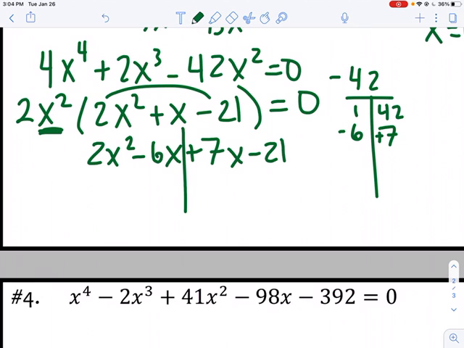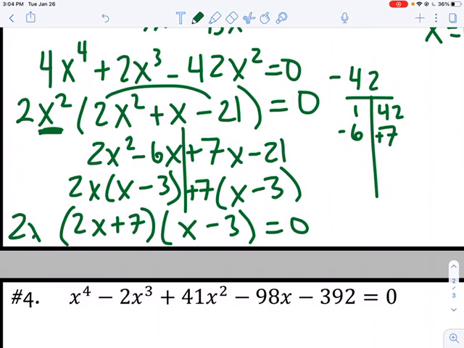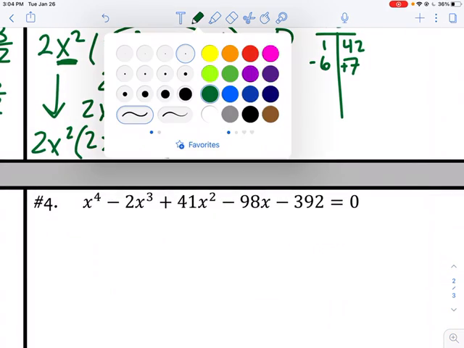And then we can just split the middle and solve here. So I'm going to factor out a 2x and be left over with x minus 3. And I'm going to factor out a plus 7 and be left over with x minus 3. So 2x plus 7 is a factor and x minus 3 is a factor, with that 2x squared from the beginning here. So here is where we're going to find our answers.